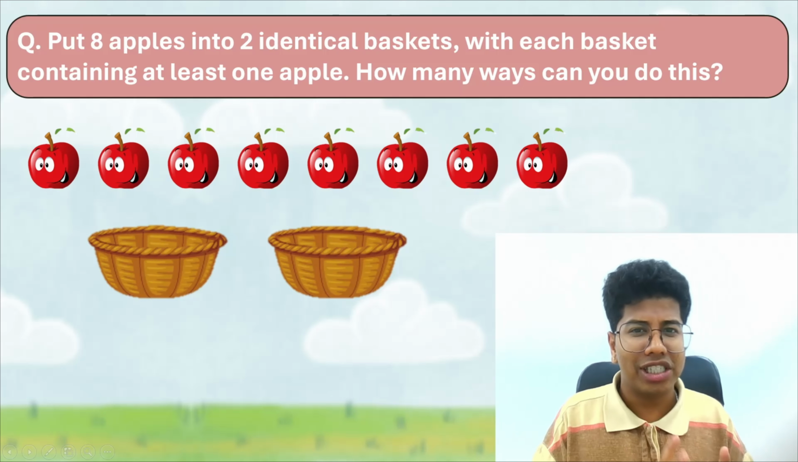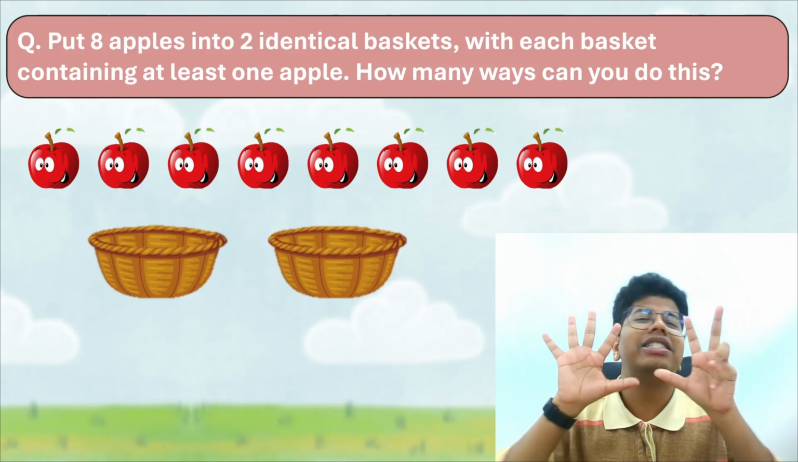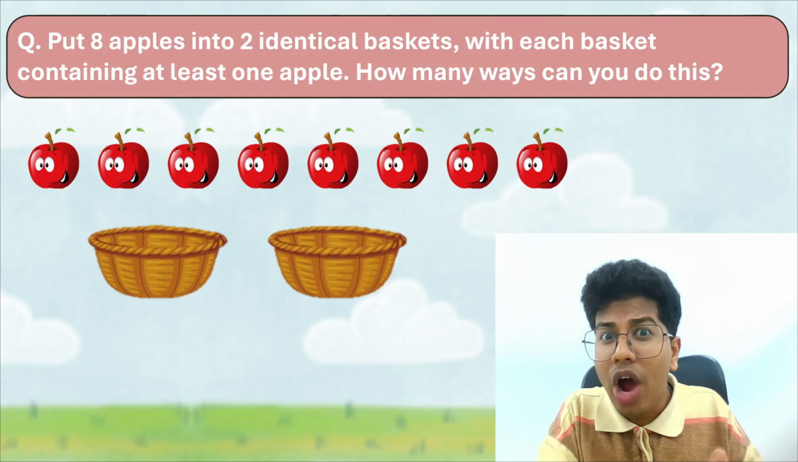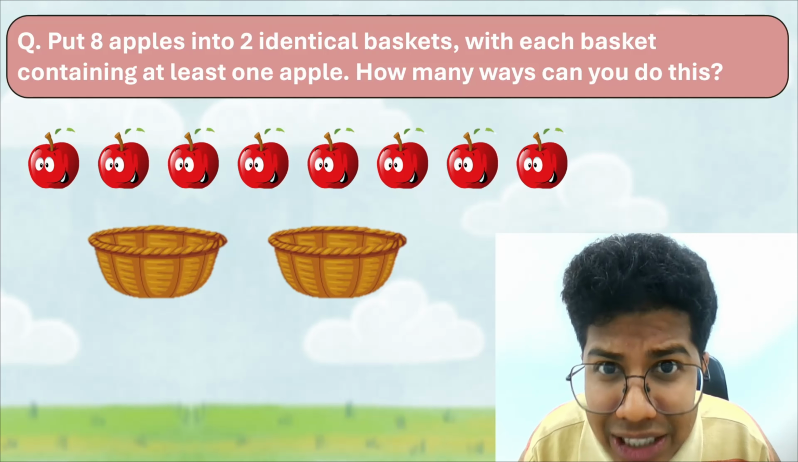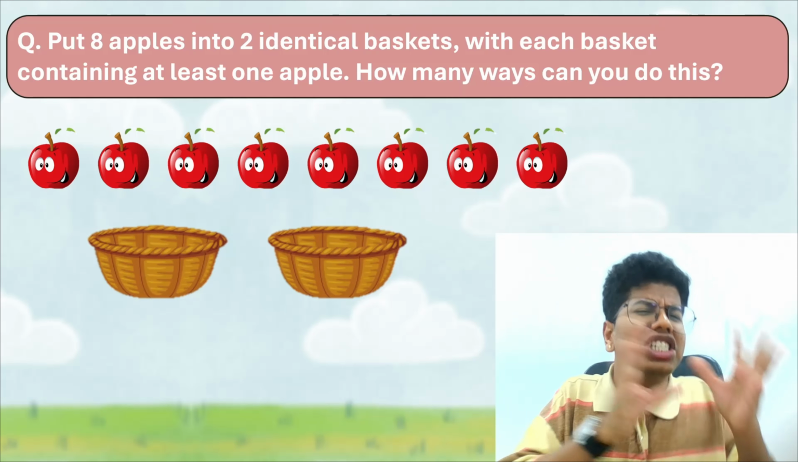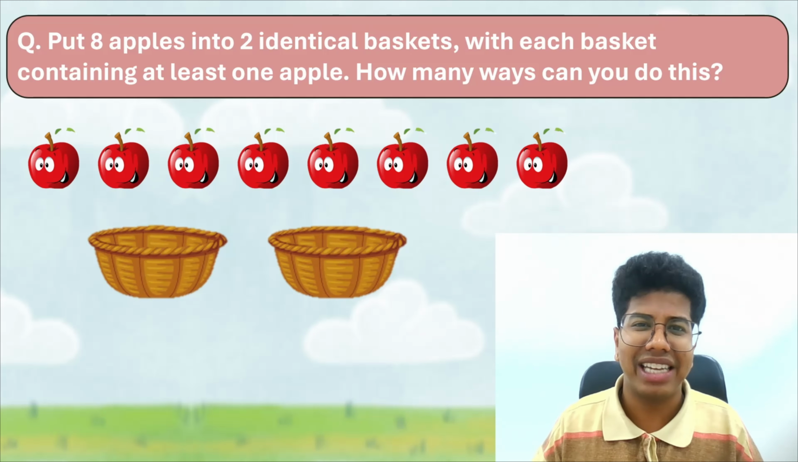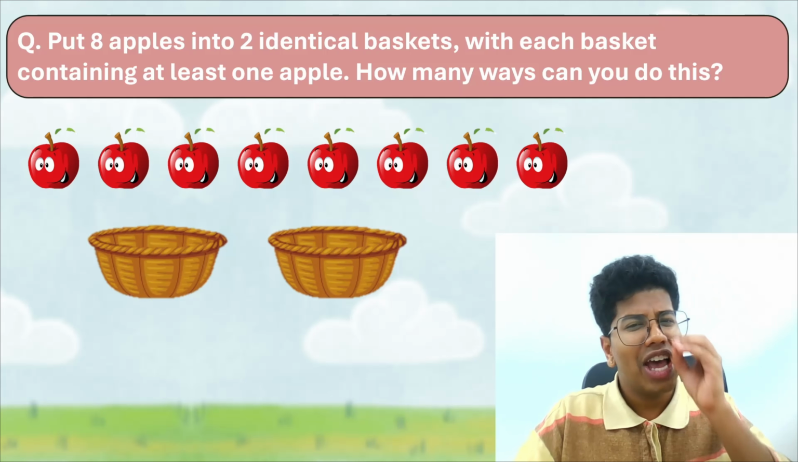So here in this question, I have 8 apples, the same, but I have to distribute them into 2 identical baskets. So what are the changes that we can observe when we do it in identical baskets? Let's try to understand this using a small example.